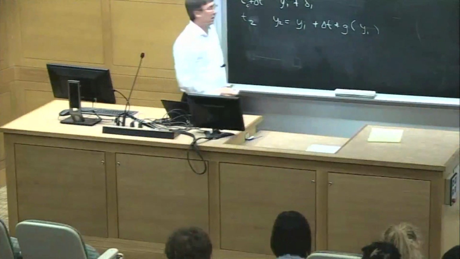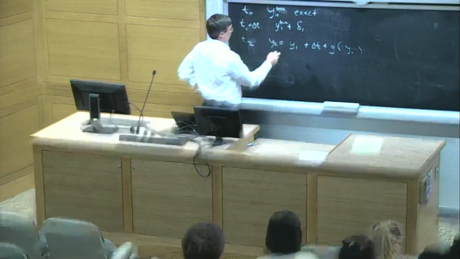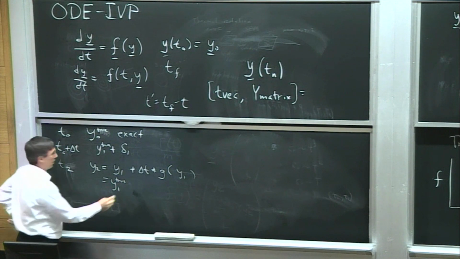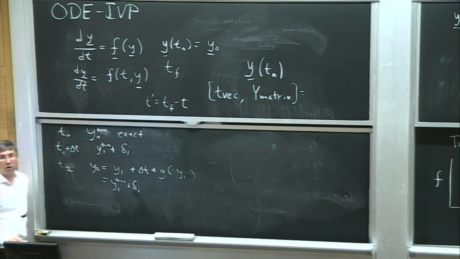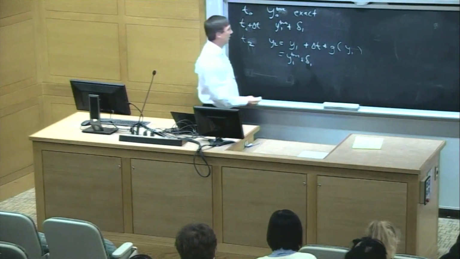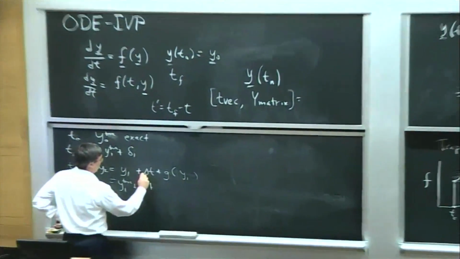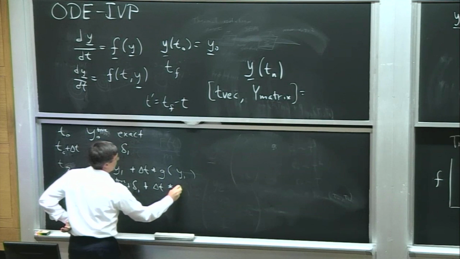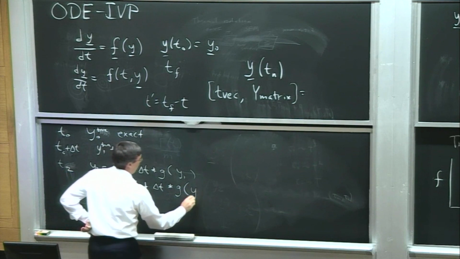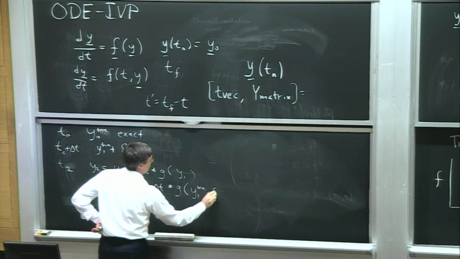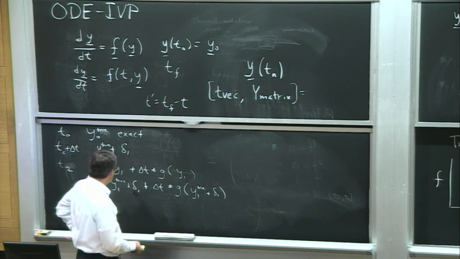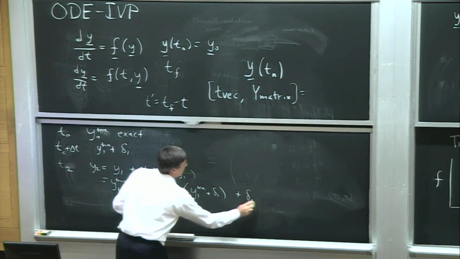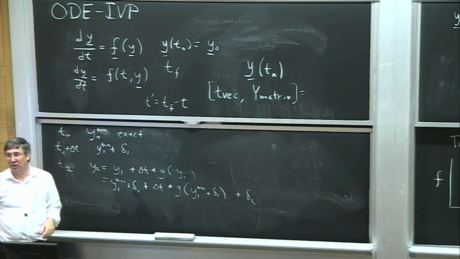But Y1 was not true anymore. So this is actually equal to what should have been the true value of Y1 if we only knew what it was, but we don't know. And we have our error that we don't know exactly how big it is that we added on. And then we have another term from this. It's going to be delta T times G of Y1 true plus delta 1. And then we know our update formula is not right anyway. So there's actually another error, delta 2, just because of the error in the update formula.